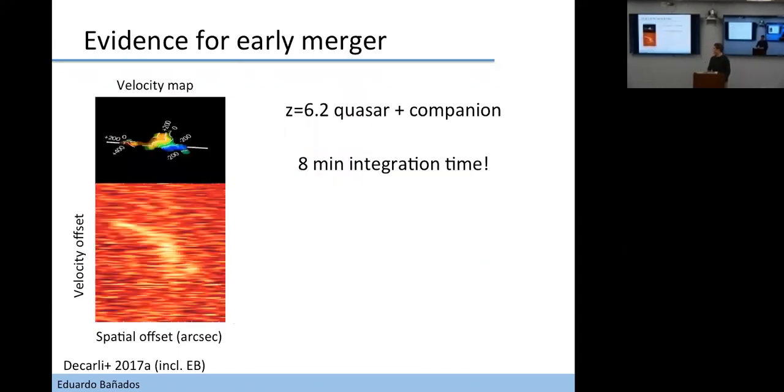And I have to just show you this. This is one of the companion systems I showed you. Think of this as a long slit spectrum. So this is the spatial offset, velocity offset, this is the quasar position, the companion position. And in this particular case, in 8 minutes, you see that they are connected. So I think this might be one of the most distant, if not the most distant, evidence of a merger. And again, this is only 8 minutes integration time.